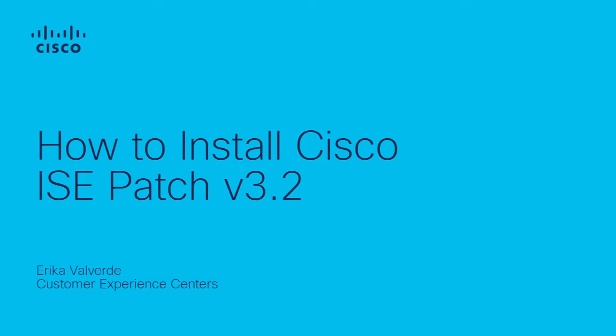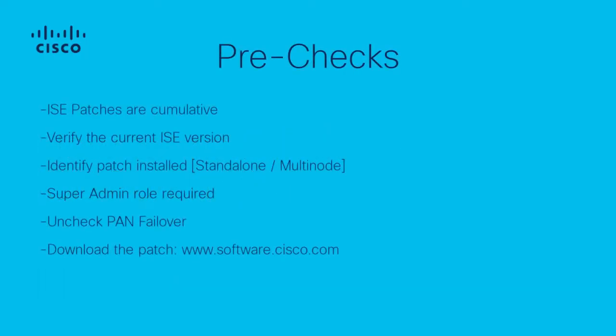This video describes how to install the ISE patch in Cisco ISE version 3.2. This process applies to version 3.1 and later versions. First, let's go over some important pre-checks before starting the patch installation.